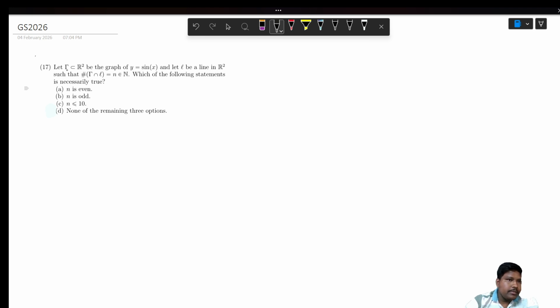Here given that, let this be the graph of y equals sin x and let L be a line in R square such that the intersection of the line with this graph is natural number. Then which of the following is true? So we try to solve this simply graphically.